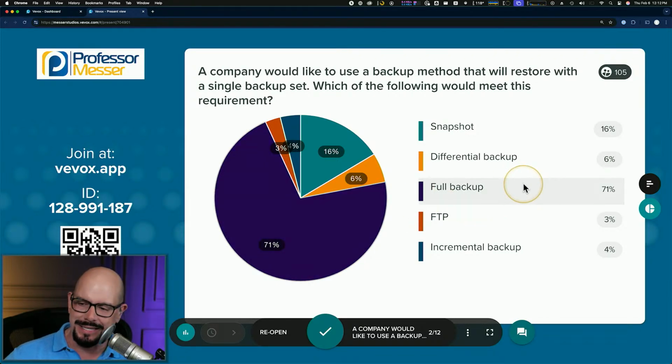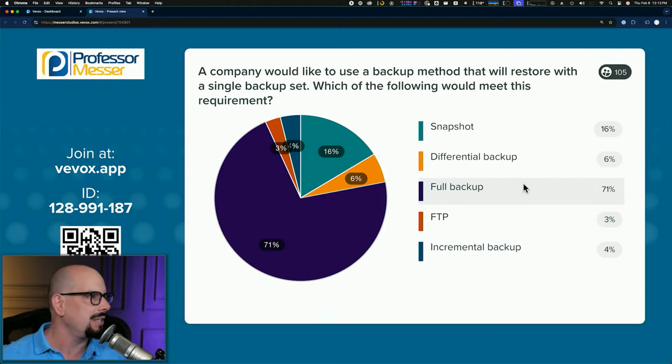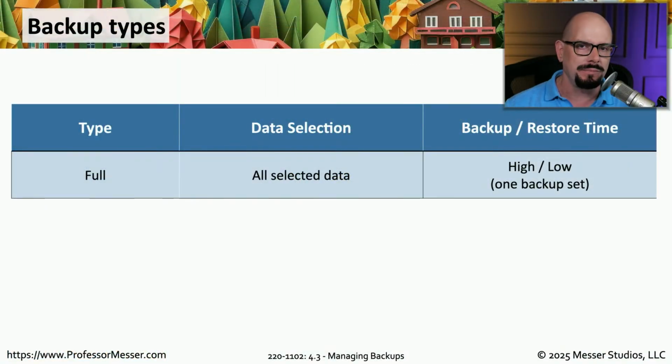So let's see what backup type we might use to do something like that. A full backup set is one where you are backing up everything at one time. You're getting all of the data on that system. And because you're doing that, it takes quite a bit of time to do. So it has a high backup time. But when you need to restore it, it has a low restore time.